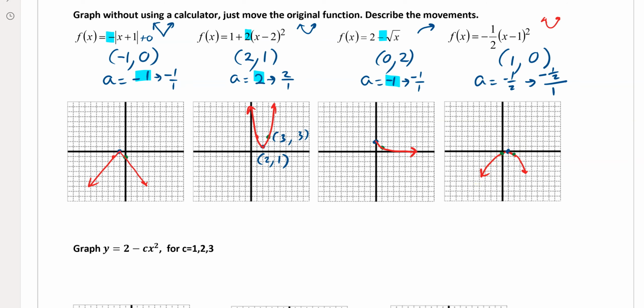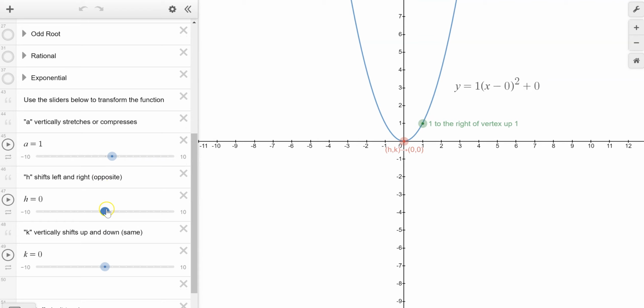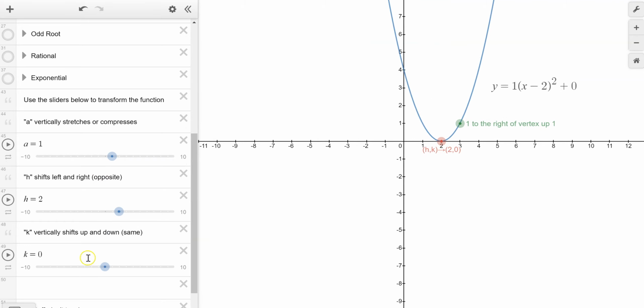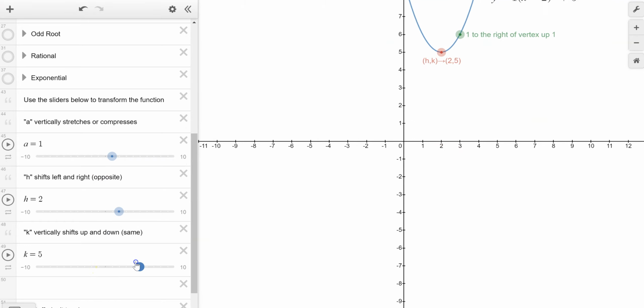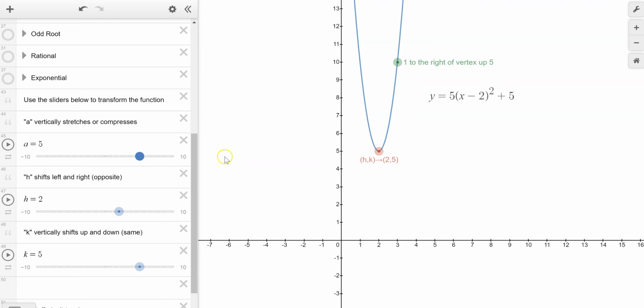So let me just show you this with Desmos. So we can pick any vertex. So if we move it there to 2, and then up 5, that's now our vertex. So you can see it's opposite 2, opposite 5, and right now it's 1, so it's up 1 over 1. And then if I change my A, see, it's now up 5 over 1. So it's 1 to the right, and then up 5.